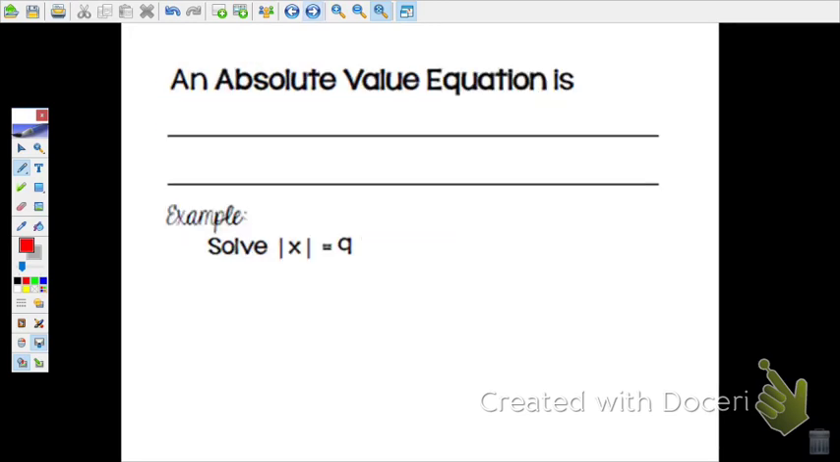So we're going to be working with absolute value equations. An absolute value equation is an equation that contains absolute value.